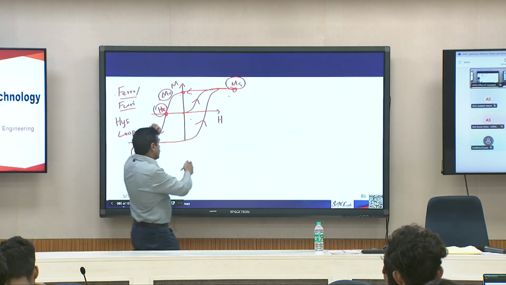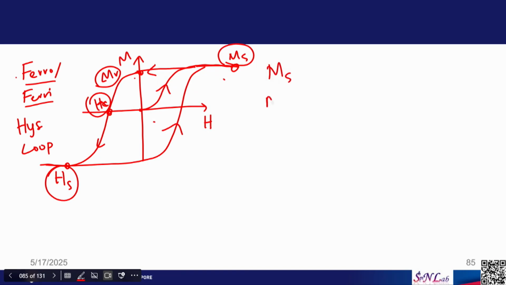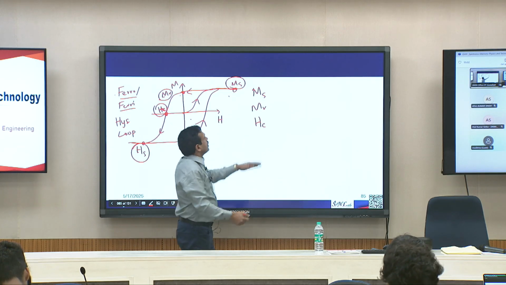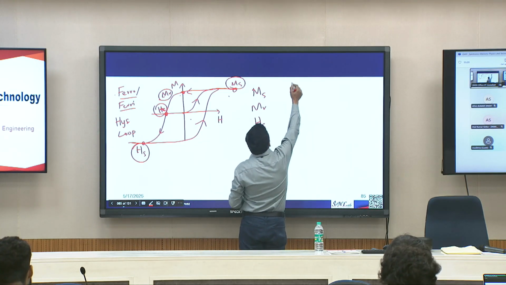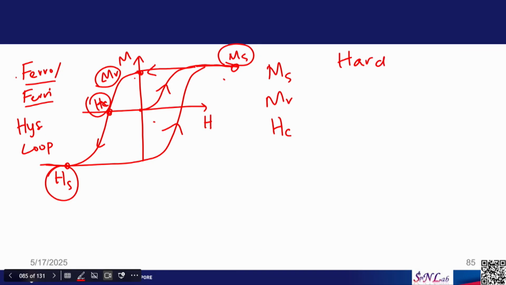Okay. So, based on the hysteresis loop, now we can measure MS, MR, coercivity and so on. Depending on the value of these parameters, we can classify materials, ferromagnetic materials or ferrimagnetic materials, into two types, hard or soft.